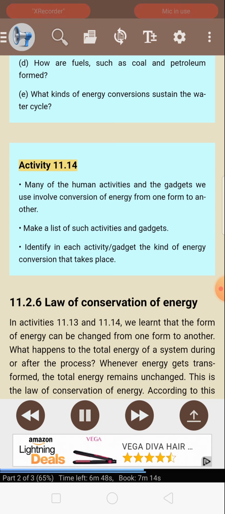Activity 11.14. Many of the human activities and the gadgets we use involve conversion of energy from one form to another. Make a list of such activities and gadgets. Identify in each activity or gadget the kind of energy conversion that takes place.